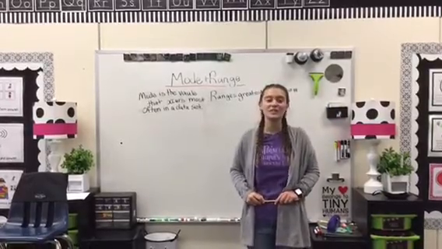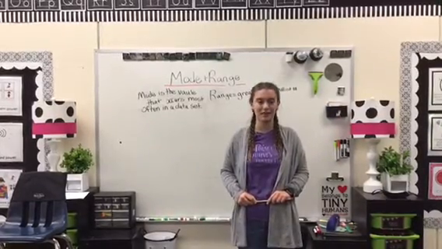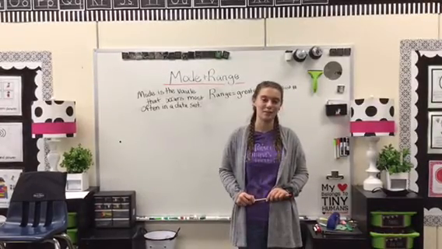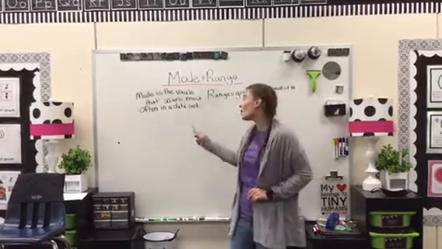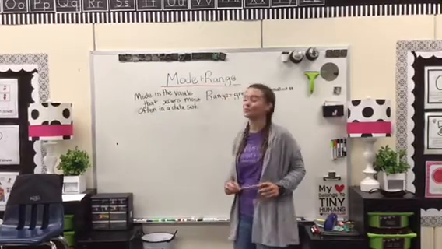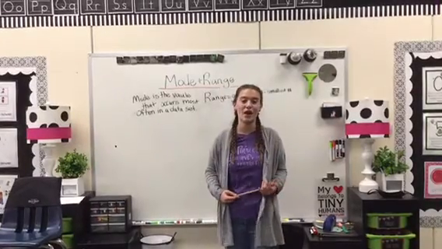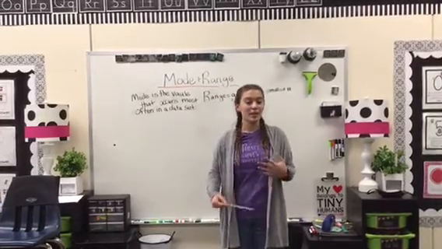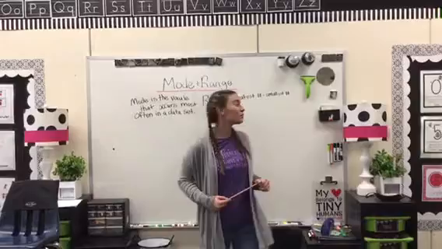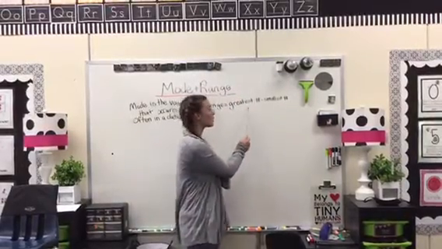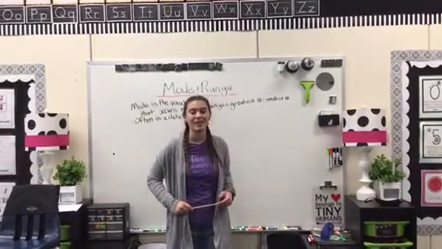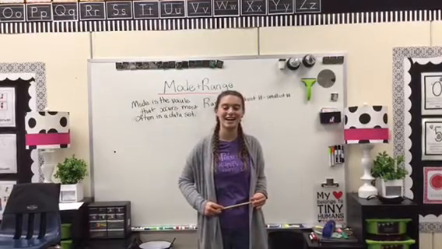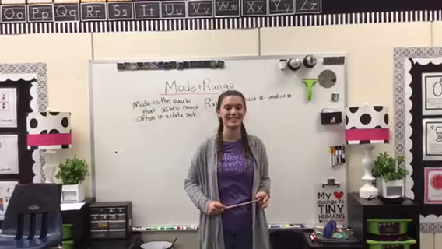So usually when you see mode and range, you see it combined with mean, median, mode, and range, but today we are just going to focus on mode and range. So mode is the value that occurs most often in a data set. So if you want to find which number is repeated the most, you're going to find the mode. Range is the greatest number minus the smallest number. I'm going to show some more examples and teach you further about both of these.